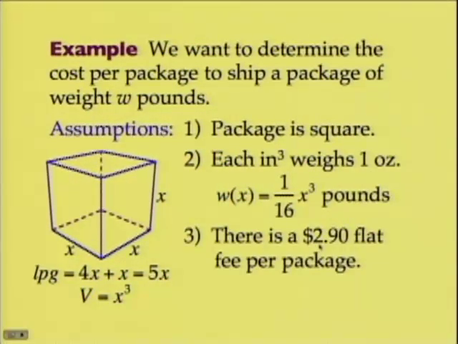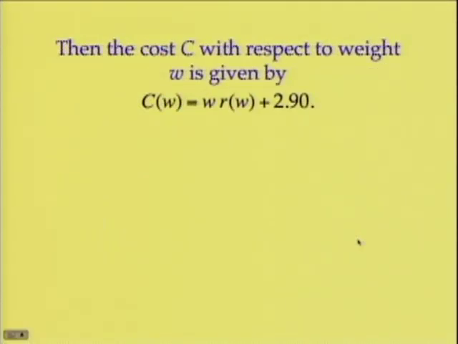And I'm also assuming that there's a flat fee per package. No matter what it weighs, they're going to charge you this $2.90. Okay. The cost then for sending a package of weight W is, you take the weight times the rate, and that rate depends on the weight. So that's not multiplication, that's function notation. And then you're going to add $2.90.